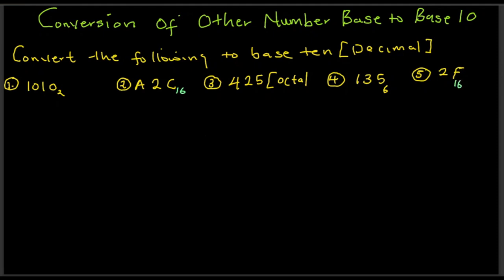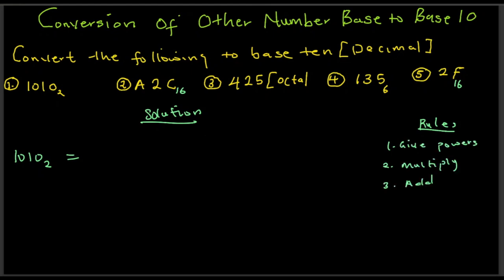Okay, let's get into that. So let's start with the first one. So our solution. It says 1010 base 2 to base 10. So let's have our rule for this. Of course, we always have a rule for solving all our maths problems. So the rules: rule one says give power, so you give power to the numbers. Rule 2 multiply, rule 3 add.